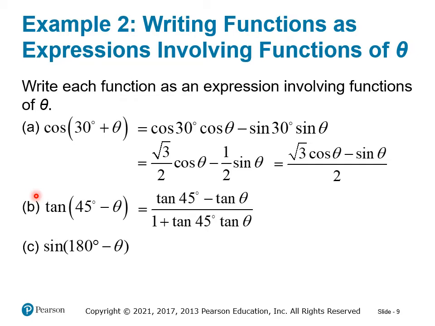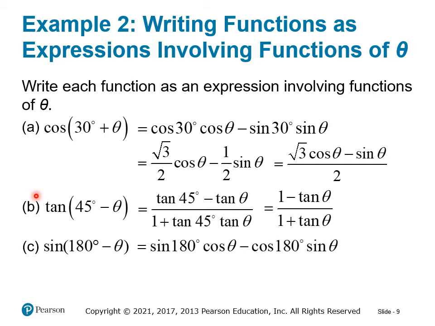We get the tangent of 45 minus tangent of theta over 1 plus tangent 45 tangent theta by just using the identity, and then substitute in the values for tangent of 45, and we get 1 minus tangent theta over 1 plus tangent theta. Finally, we do the same thing with sine, then substitute in the sine of 180 and the cosine of 180, and we get a much more simplified version, which is just the sine of theta.